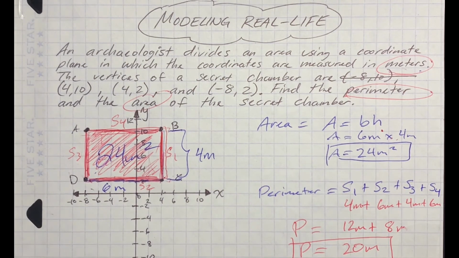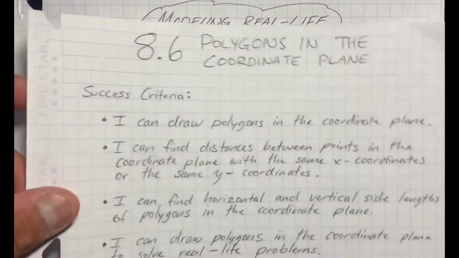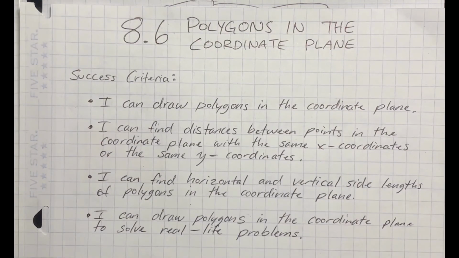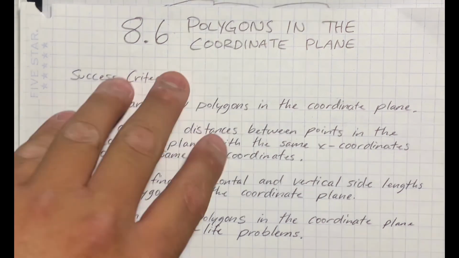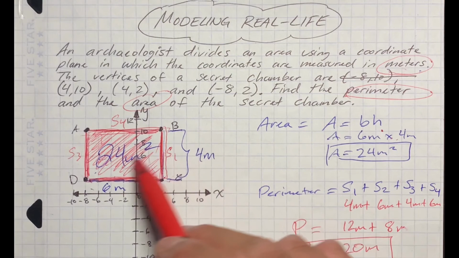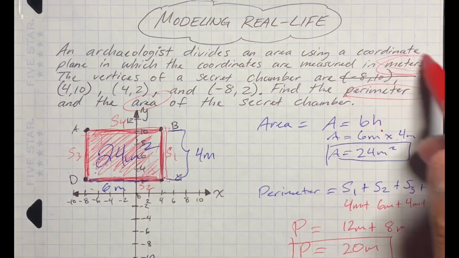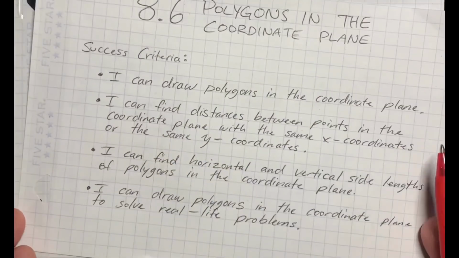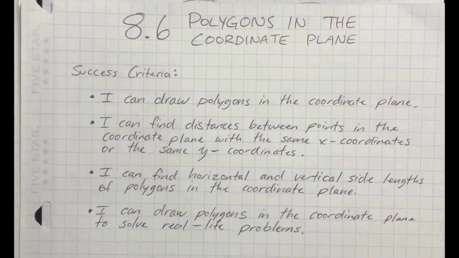All right, so that was a quick lesson, pretty straightforward. By now, you should be able to plot and graph polygons inside the coordinate plane. You should be able to draw polygons in the coordinate plane and find the distances between the points or the vertices with the same x coordinates or the same y coordinates. You should also be able to find horizontal and vertical side lengths of a polygon, just like what we did here. All we did was count these units and then notice that it's measured in meters. And lastly, you should be able to draw polygons in a coordinate plane to solve real life problems.